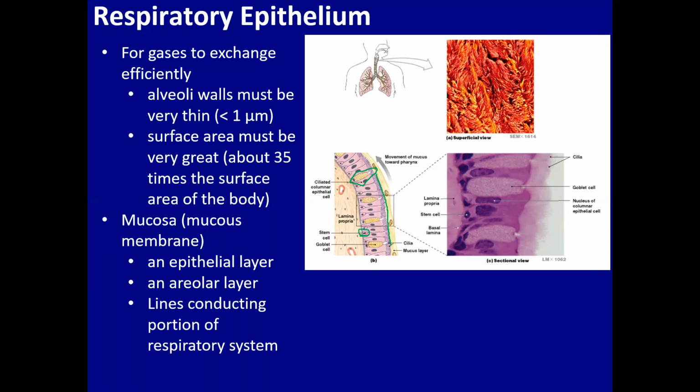And remember what we're doing, we are trapping particles within the mucus so that the cilia can beat it out toward the pharynx. Here's an actual photomicrograph of the same thing. You can see the cilia, here are the goblet cells, and here is the ciliated columnar epithelium.